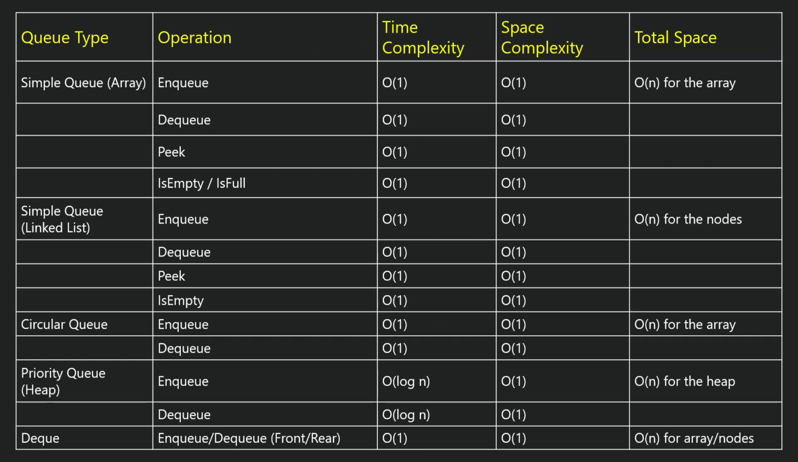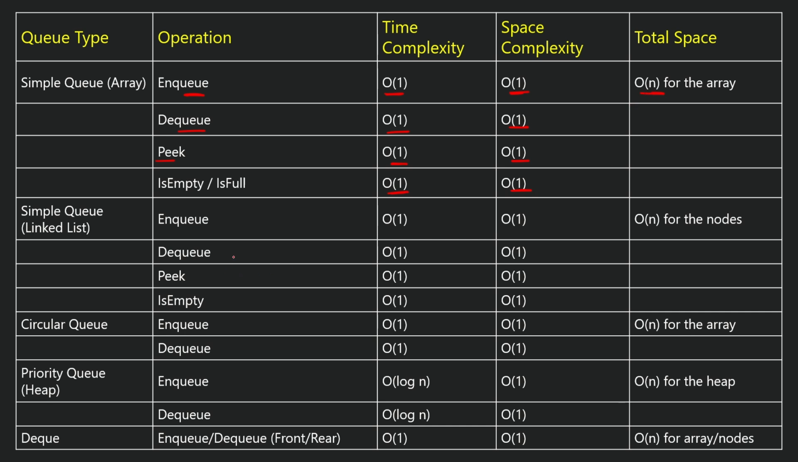Time and space complexity summary. Simple queue, array-based. Enqueue: O(1), space O(1). Dequeue: O(1), space O(1). Peek: O(1), space O(1). Is empty or is full: O(1), space O(1). Total space: O(n) for the array.